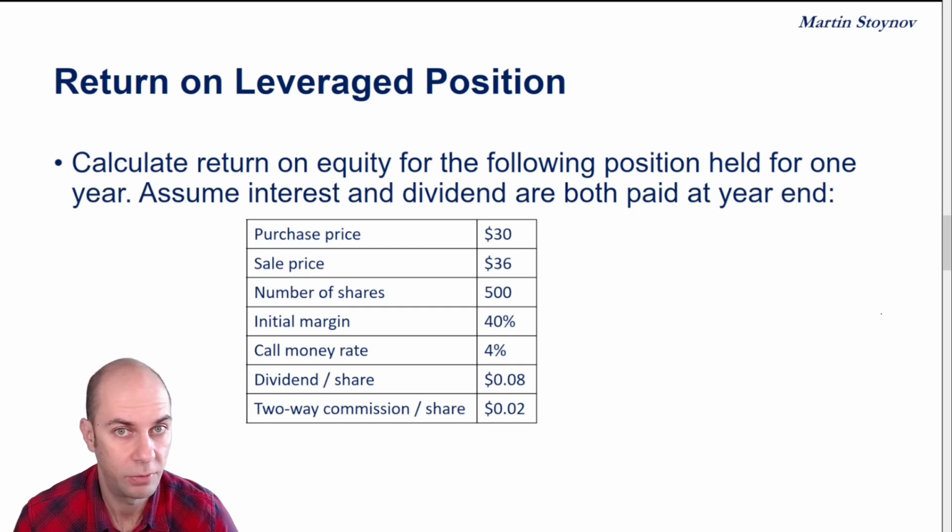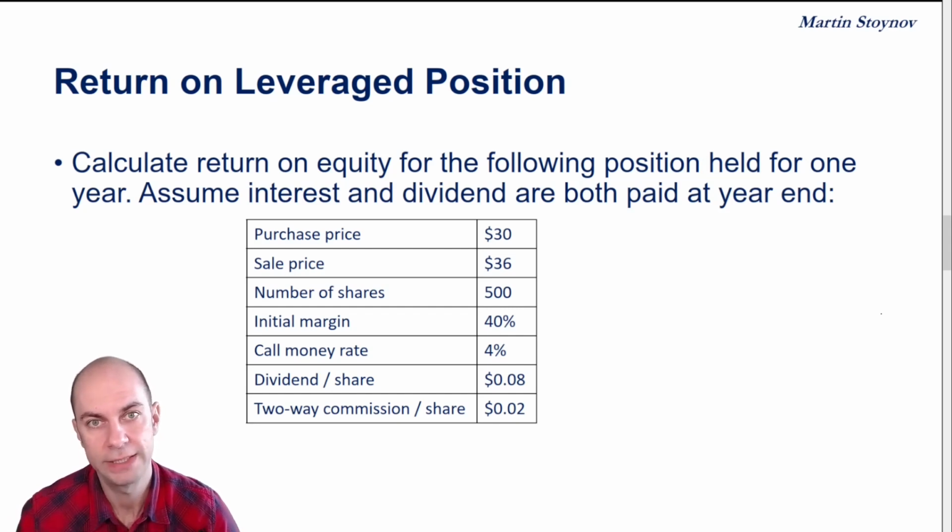Call money rate is 4%, so that's the interest rate the broker's charging me on the 60% loan. Dividend per share is 8 cents. And I've also got a two-way commission per share of 2 cents. Two-way just means that you are paying that commission when you buy, but also when you sell at the end of the period. Okay, let's get started.